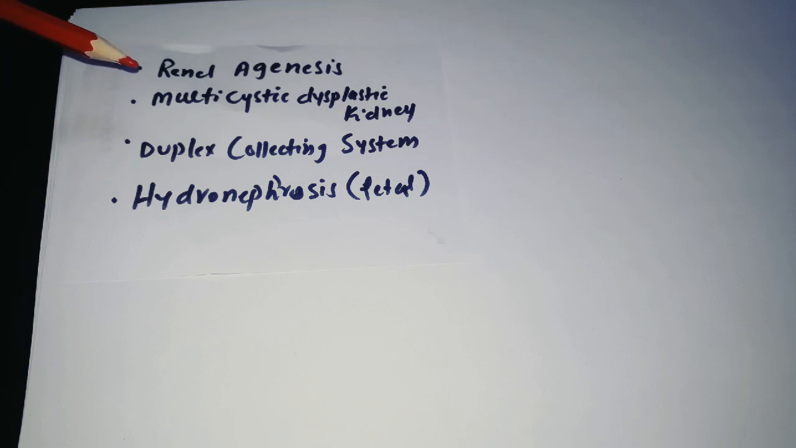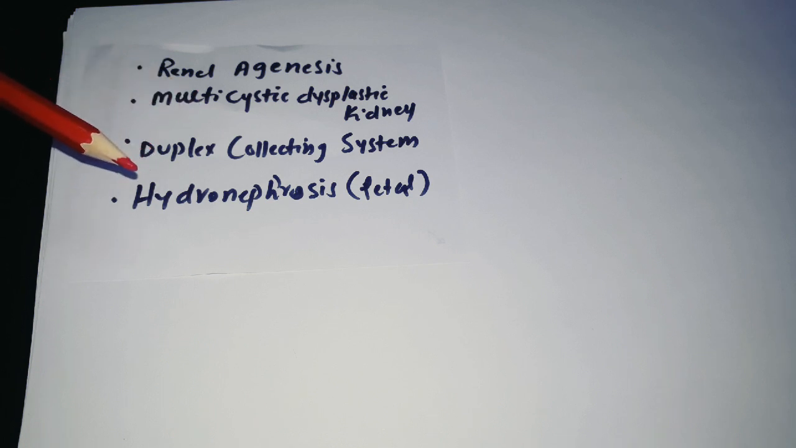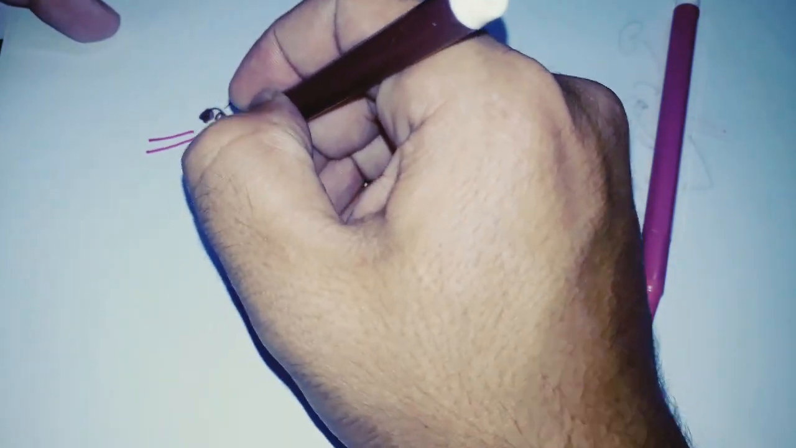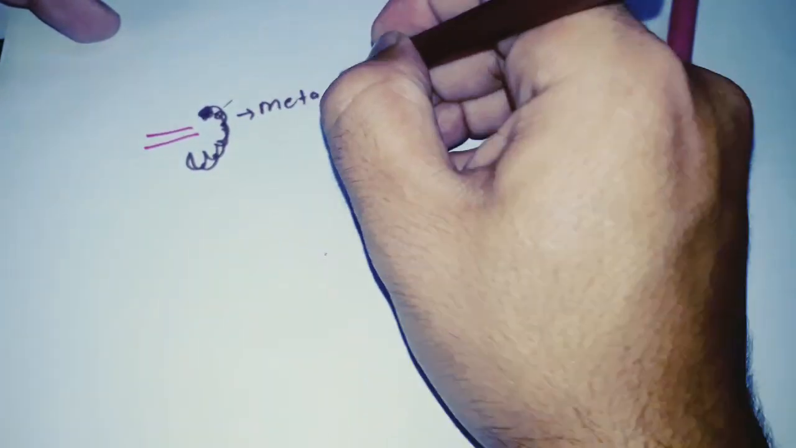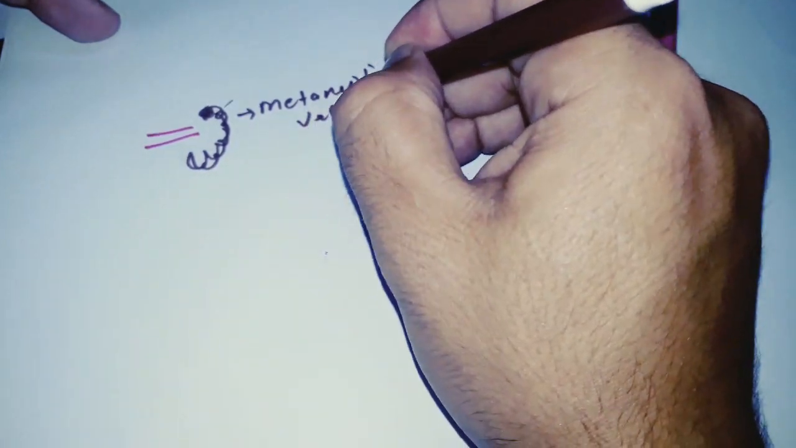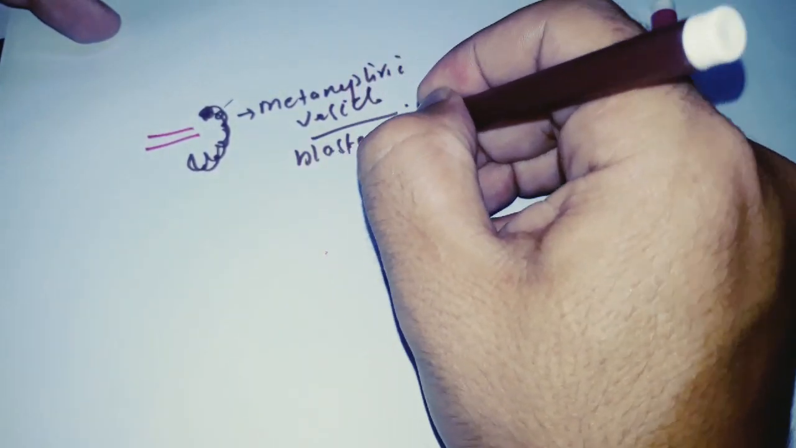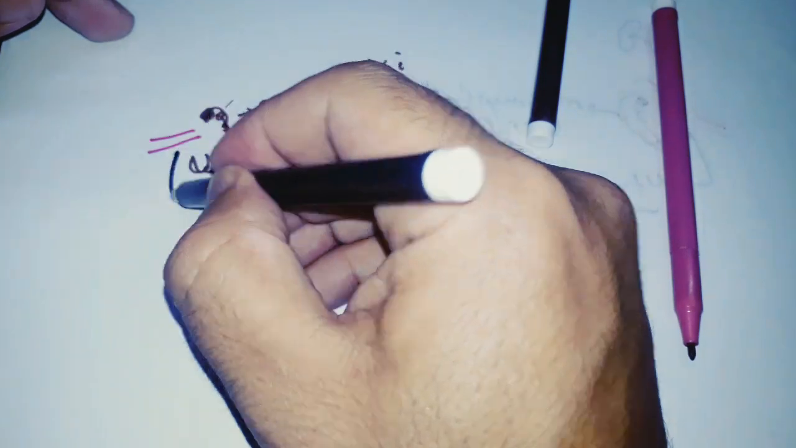So today we will be talking about renal agenesis, multicystic dysplastic kidney, duplex collecting system, and hydronephrosis. I mean fetal hydronephrosis. So we have this ureteric bud, and around the ureteric bud we have this mesoderm, which is called the metanephric vesicle. It can also be called blastema or metanephric mesoderm.